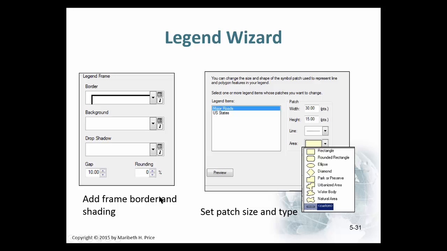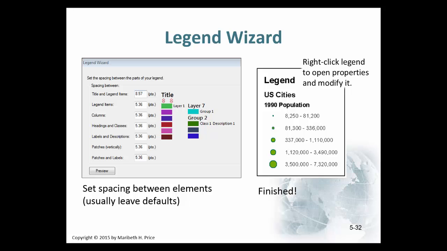You can specify the type of border, background colors, drop shadows. You can also determine the types of symbols used for each item. After selecting the items I want to appear in my legend, I usually accept the default options and then edit to my liking by adjusting the properties of the legend.